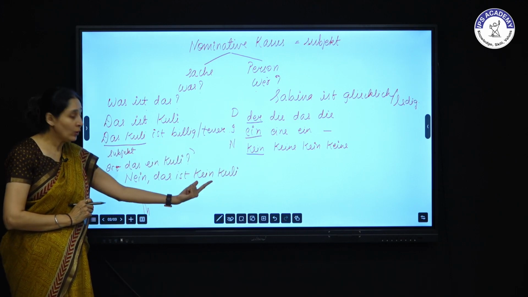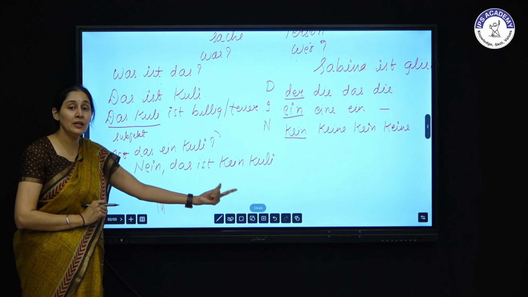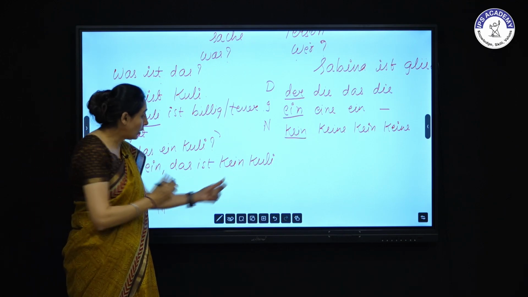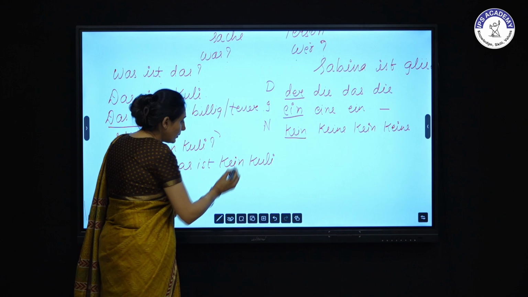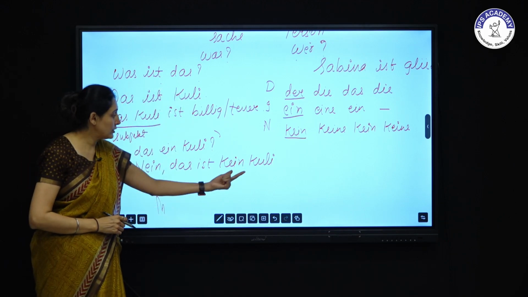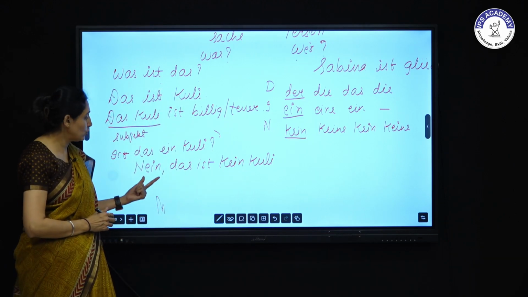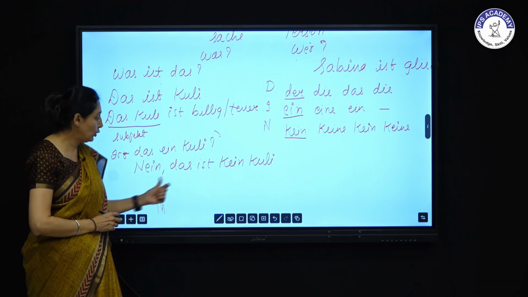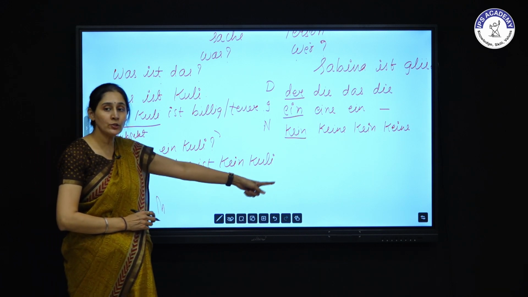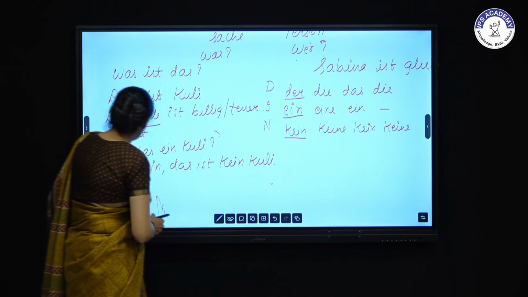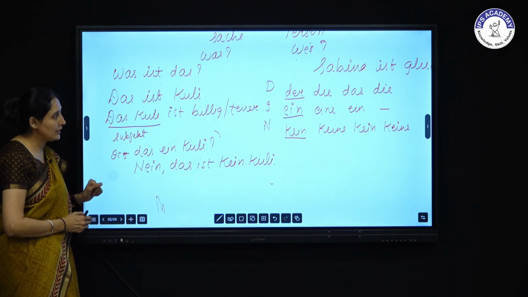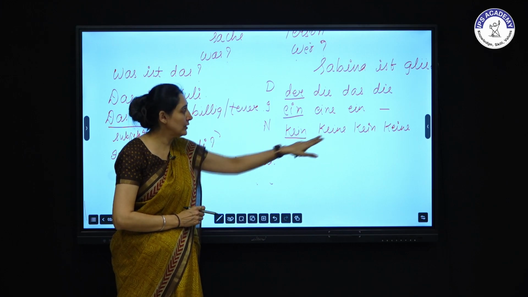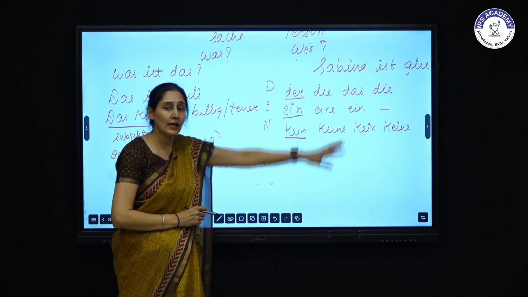So kein always comes in the negation with the noun. It is always with the noun, it is not with any other thing. When it comes to nein, that is nein, das ist kein Kuli. No, this is not pen. So these are your negation that is kein, keiner, kein and keiner.